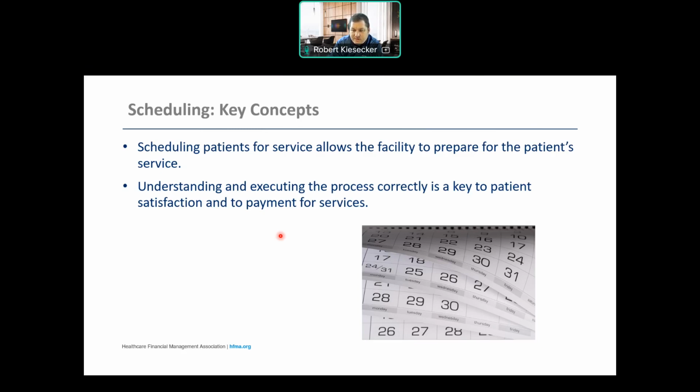These activities form the basics for pre-service registration and financial processing. You need to understand the key concepts. You need to understand what's going on within scheduling and why it's important.